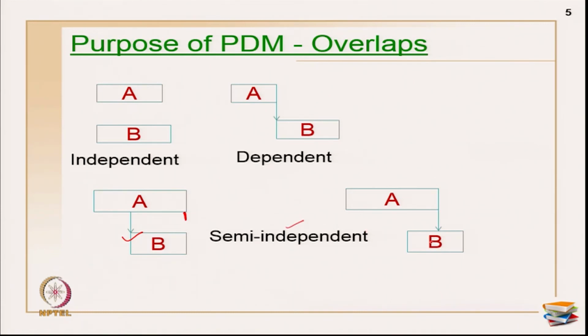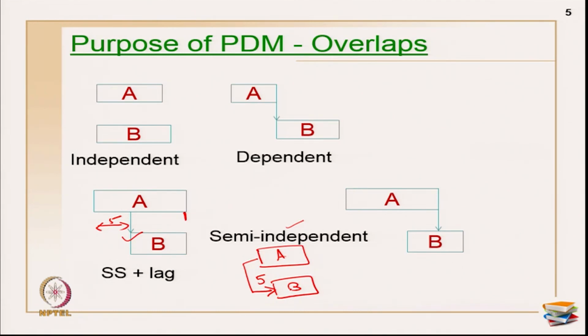Two cases I have shown here. Now, how do you represent this on PDM? This can be represented with a start plus a lag. If you want, I can show this. I have an activity A and an activity B. I can show this with a lag, maybe 5 or something. If this duration is 5, then after activity A starts, after 5 days I can start my activity B. I can easily represent this network in PDM notation.